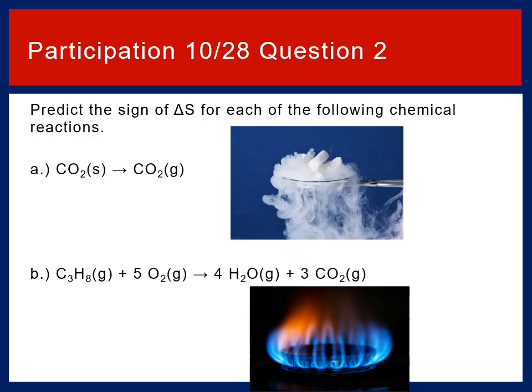Again, predict the sign of delta S for each of the following chemical processes. A is the sublimation of carbon dioxide, as shown in the picture, dry ice on the spoon. And B is the combustion of propane, as shown in the picture of the flame coming out of the burner.